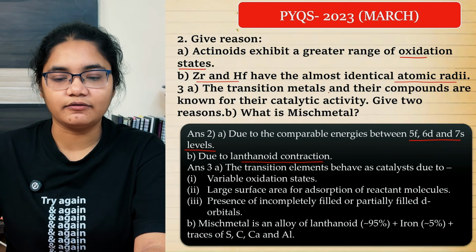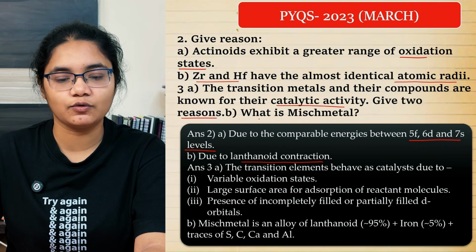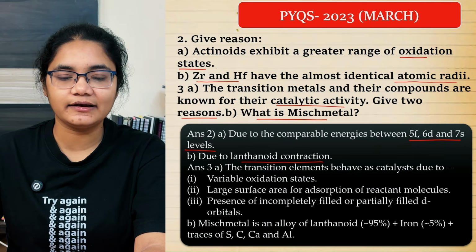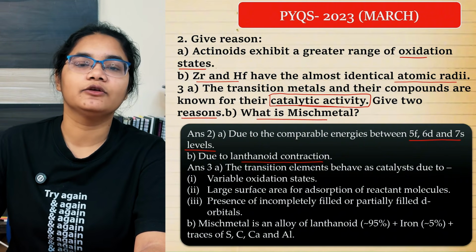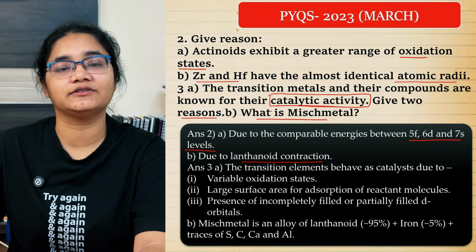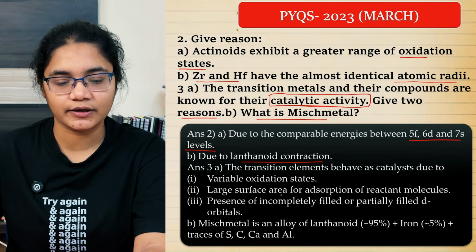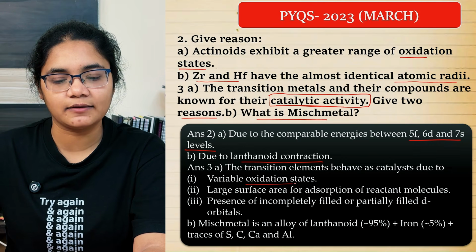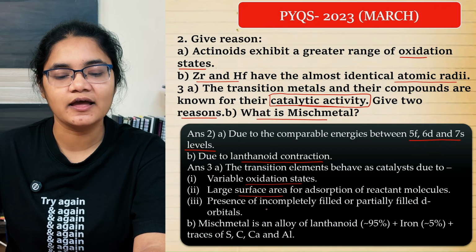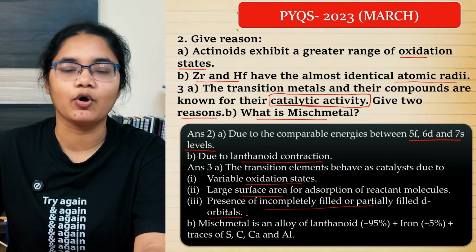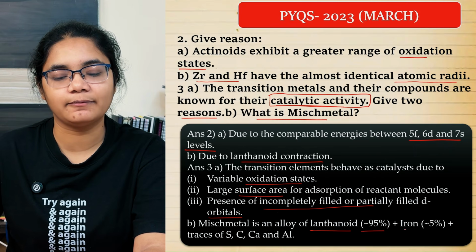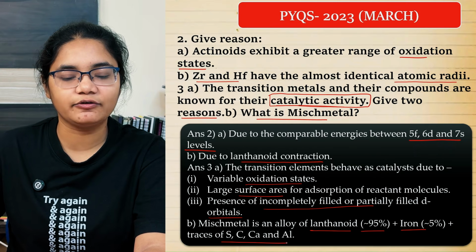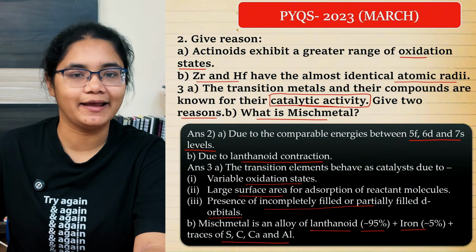Now coming to 3a, the transition metals and their compounds are known for their catalytic activity. Give two reasons. What is Mischmetal? This catalytic activity is also a very important question. A lot of times it has been asked. You need to write at least 3-4 properties of why the transition elements behave as catalysts. The first ones are they have variable oxidation states, large surface area and presence of partially filled d orbitals. Next, what is Mischmetal? Mischmetal is an alloy of lanthanoid 95%, iron 5%, and some traces of sulfur, carbon, calcium, and aluminium.